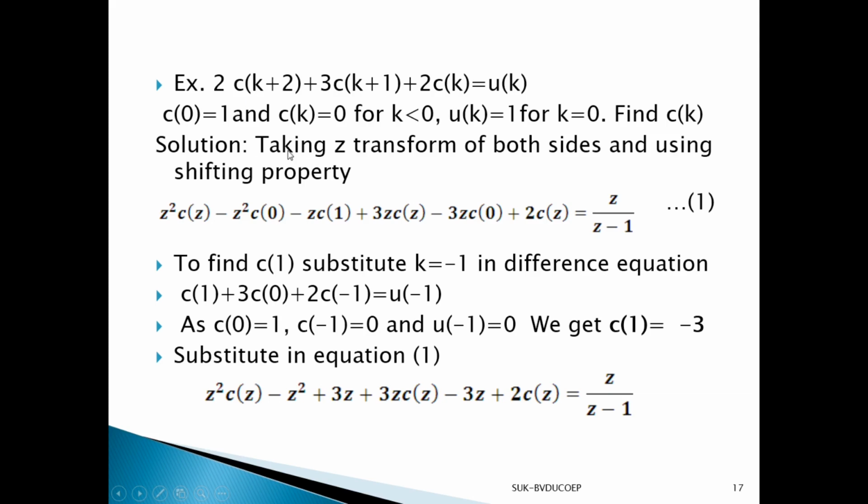So for that I have to take this example. Taking z transform, this is z square C(z), the first term. There are three terms up to this c of k plus 2. If you take the z transform of c of k plus 2 using the shifting property, it is z square C(z) minus z square C0 minus z C1. Now for this term, 3z C(z) minus 3z C0, and 2C(z), and the unit step function from your table is z over z minus 1.